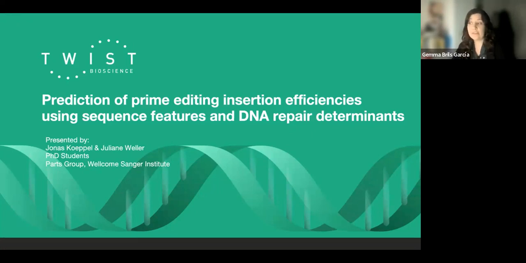We also have Juliane Weller. She is a third-year PhD student, also in the laboratory of Dr. Leopold Parts at the Wellcome Sanger Institute in the UK. She uses CRISPR prime editing to introduce genetic variants in vitro, including deletions. To better understand the determinants of prime editing efficiency and guide experimental design, Juliane has been building predictive models for short sequence insertions. They are based on editing efficiency rates of thousands of short sequences from pooled CRISPR prime editing screens at different target sites and in different cell lines.